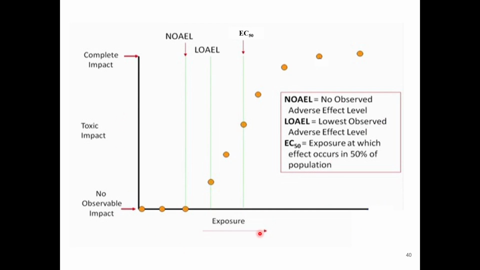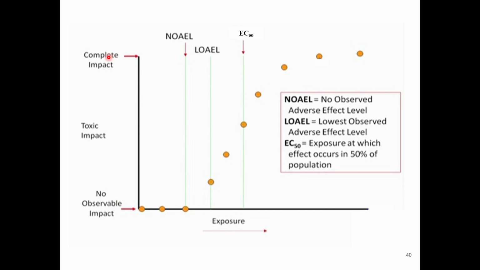So this is the dose and exposure relationship, the response and exposure basically. On the x-axis, at first there is no observable impact, and after a certain point there is a threshold, and this threshold is called the NOAEL, that is, no observed adverse effect level. After that it starts increasing, and the lowest point is the lowest observed adverse effect level, or LOAEL. After that it increases and finally reaches a saturation, which is called the complete impact.